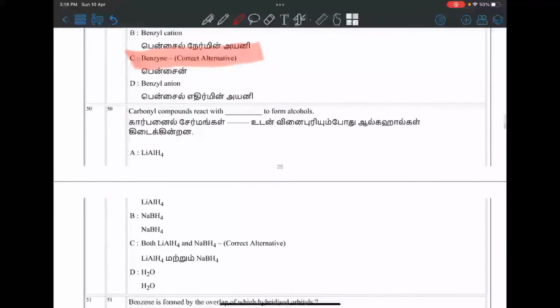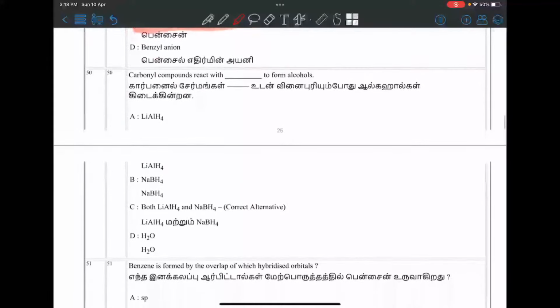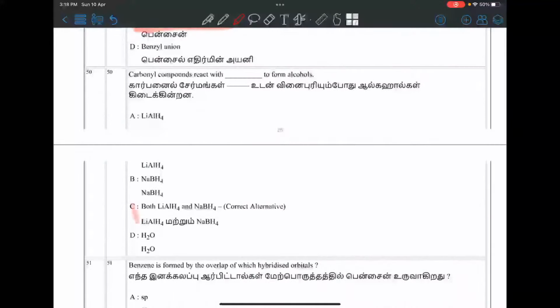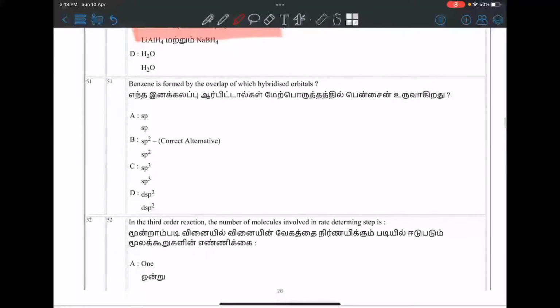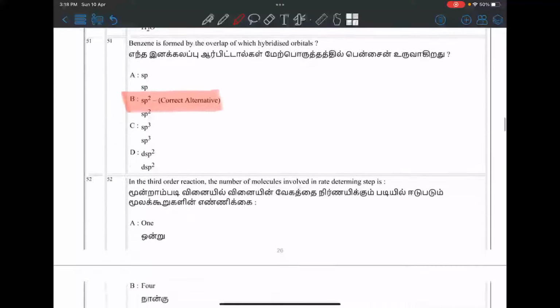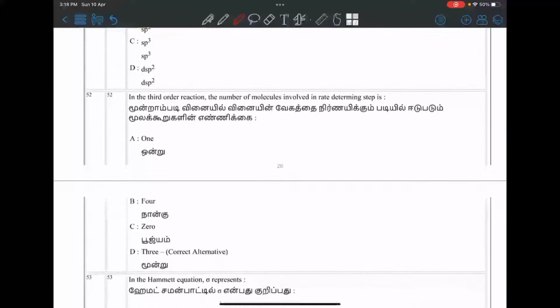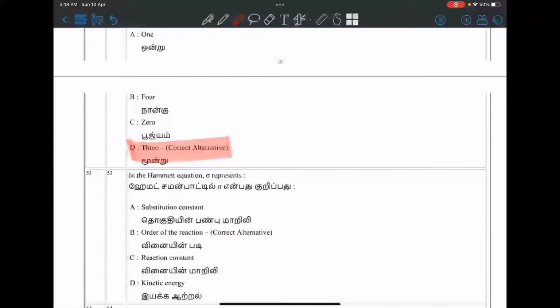Carbonyl compounds react with dash to form alcohols, both LiAlH4 and NaBH4. Benzene is formed by the overlap of which hybridized orbital? sp2. In the third order reaction, the number of molecules involved in rate determining step is 3. In the Hammett equation, sigma represents order of the reaction.